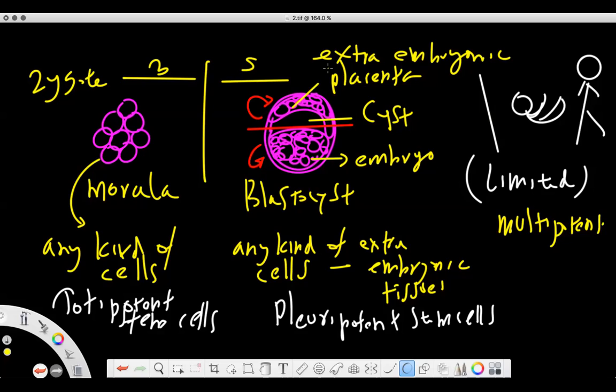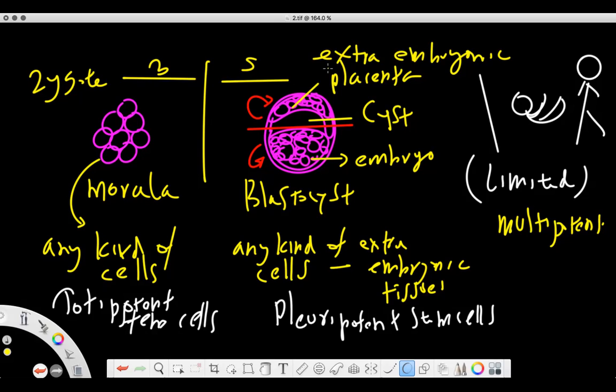Right now, the question is, what is the use of these stem cells? So we have embryonic stem cells, we have adult stem cells, and what is the use of these stem cells? Well, the answer is like this.